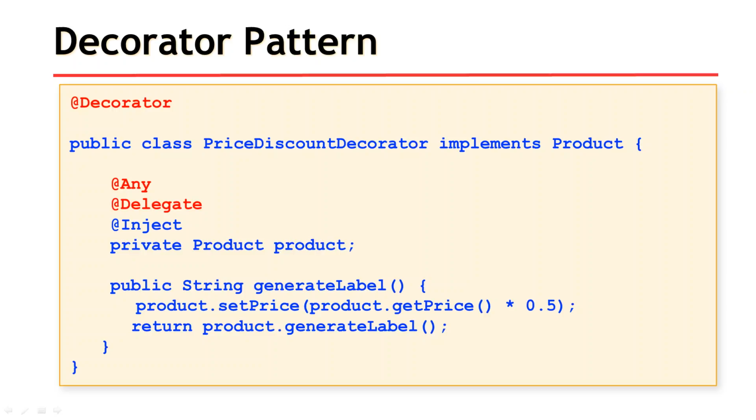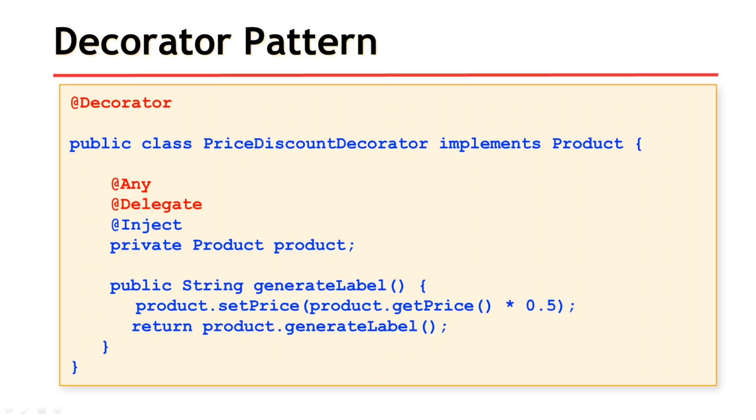So to set this up, we add these annotations to our class, identifying this class using a decorator annotation as this is the decorator, and identifying that any product object that exists within the system should be injected here within this product. Any product object within the system will be injected here where it says inject any delegate.